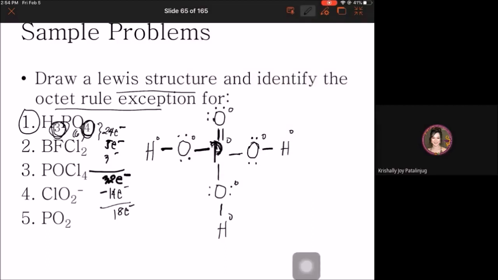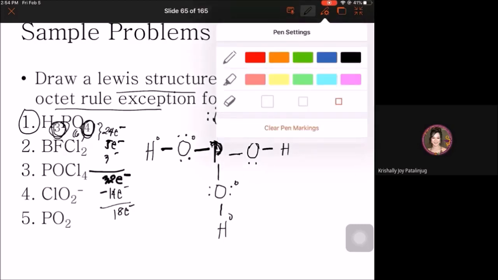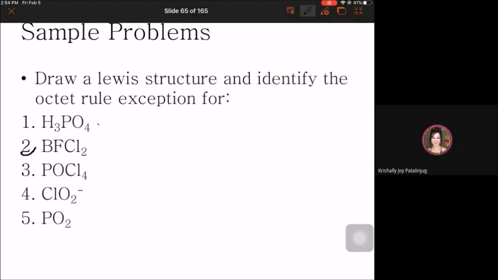Para ma-attain nila ngayon yung pinaka-stable bond. So this time, wala na silang charges. So ito yung pinaka-most stable bonding ng mga atoms in that molecule of phosphoric acid. Okay? Sige, let's proceed naman, so okay na to, si phosphoric acid. Sige. Let's have the other one. I-erase ko. Okay, number 2. Okay, boron fluoro dichloride.